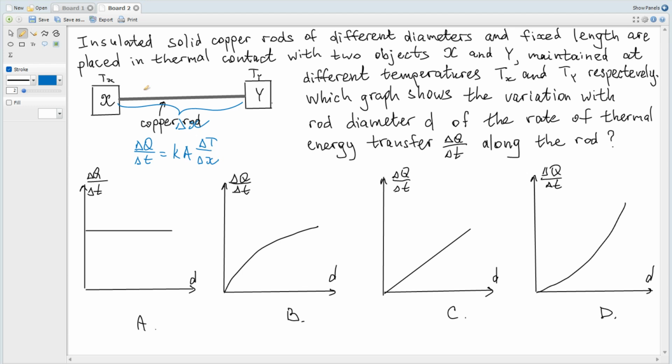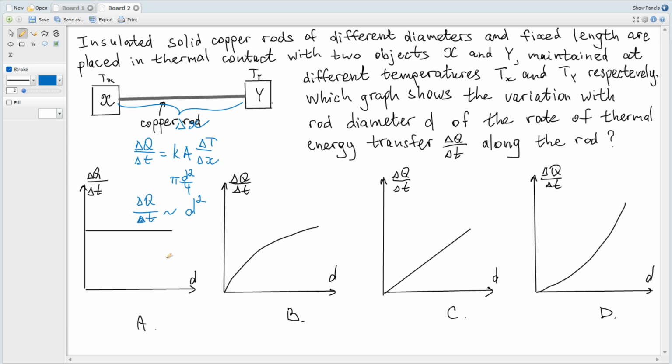It remains the same. Delta T, the difference in temperatures, is also the same, so it's constant. K depends on the material. The material remains the same, so it's also constant. And A is the cross-sectional area, and we know that it's pi radius squared or pi diameter squared over 4. So delta Q over delta T is proportional to diameter squared.